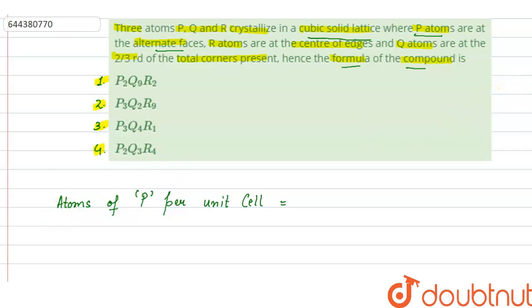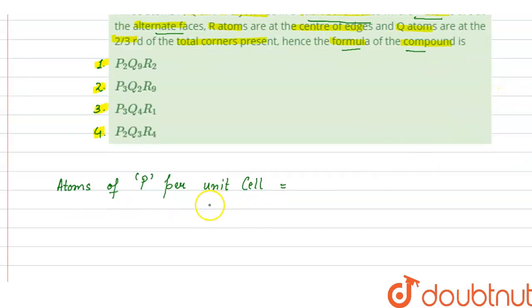Now if we take a cubic unit cell, we have two faces which will be alternate to each other. So let us see with the figure. As you can see, this is the cubic unit cell. So if we consider this face, then alternate to this face will be the face opposite to this face. So we have only two alternate faces in a cubic unit cell. So it means atoms of P are present at these two faces, right? So we have two alternate faces.